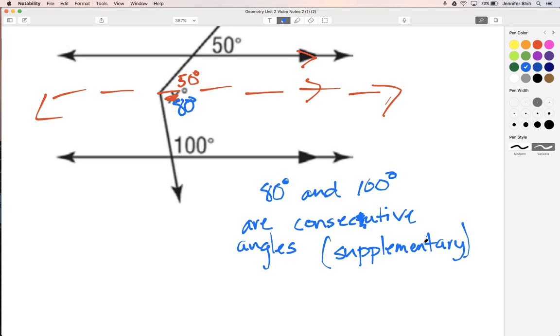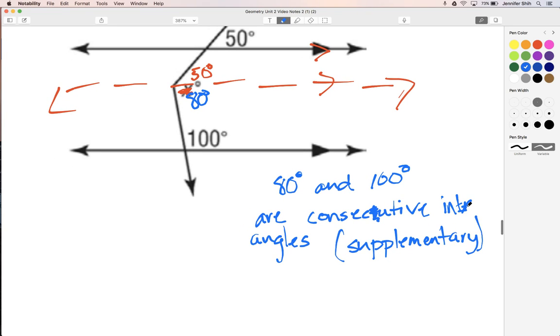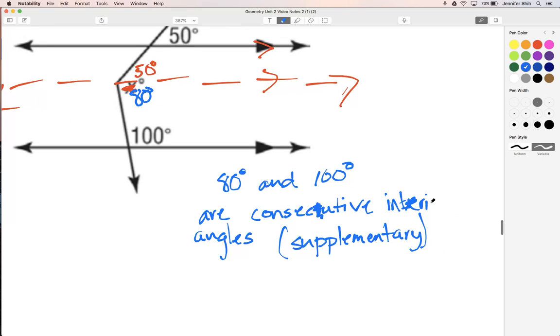If you're wondering what consecutive interior angles are, or how I knew that they were supplementary, please rewatch video notes number 1. Short video, but it goes over a lot of vocabulary that we're going to need for this unit. Okay, that was the only tricky part.